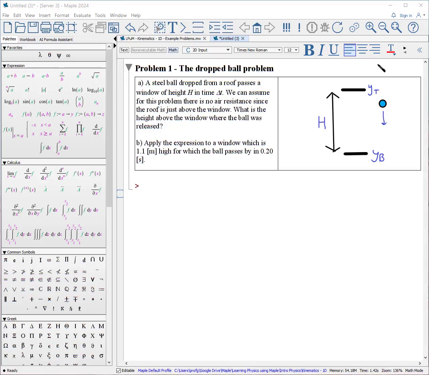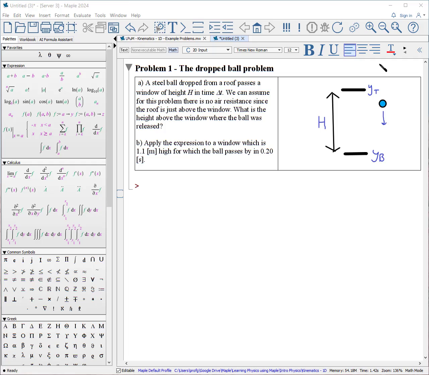Let's get started. Here's the problem. We have a steel ball that was dropped from above the window. It falls and it passes the top of the window, and after some period of known time, it passes the bottom of the window. The question is, how far above the top of the window was the ball dropped?